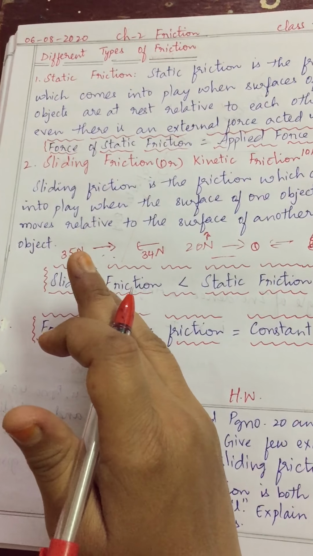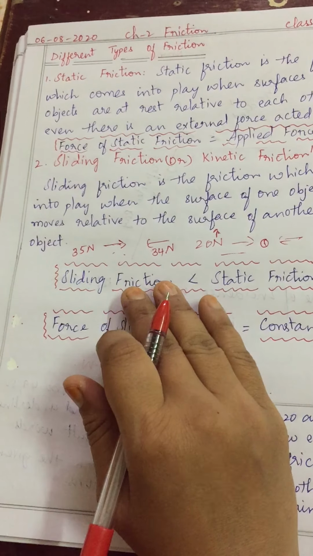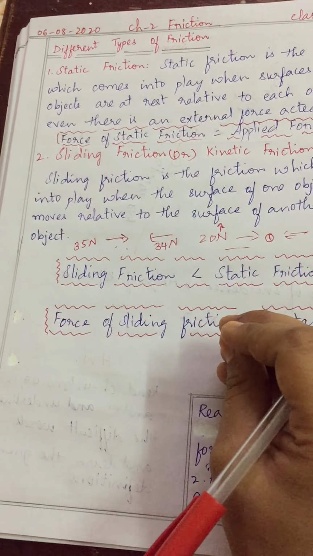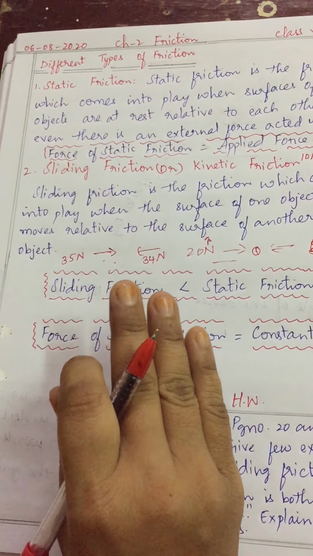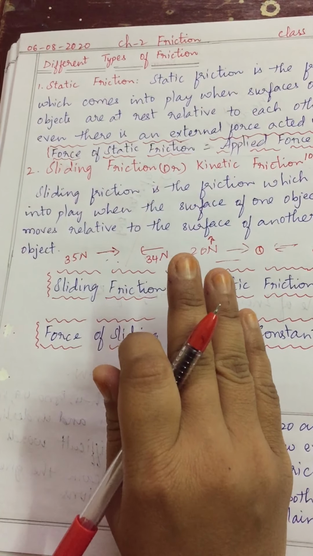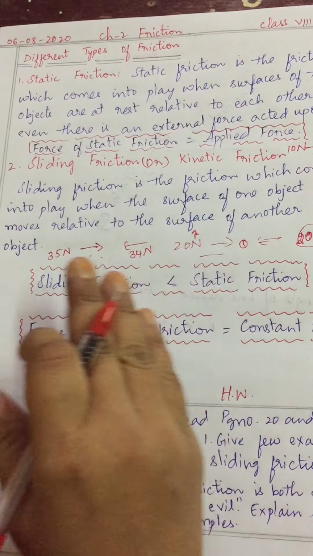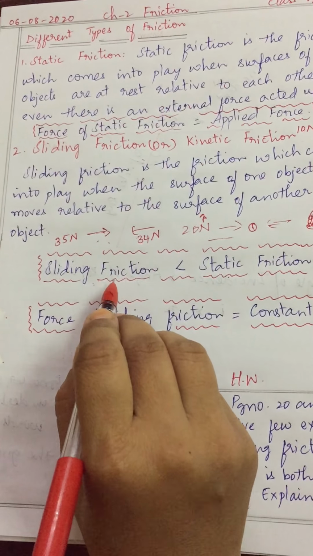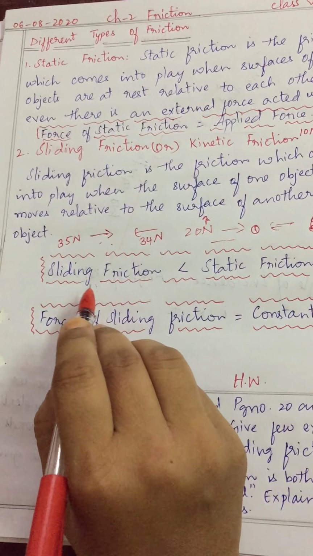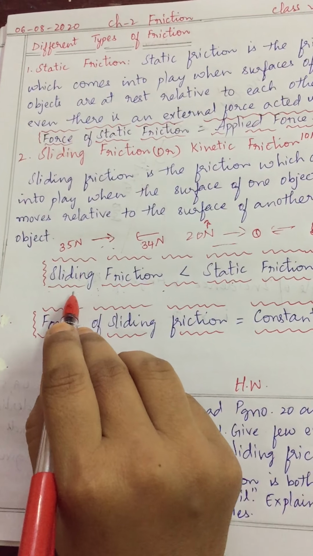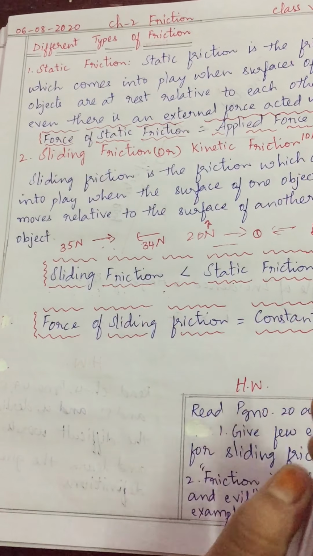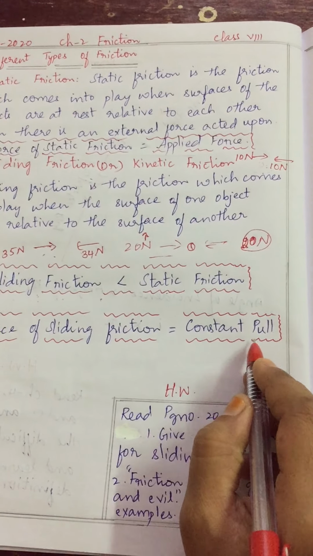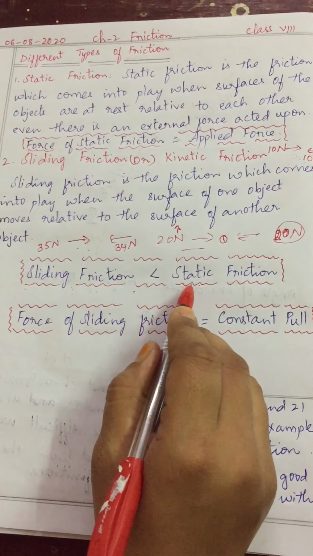Suppose you have ever pushed a heavy body on the floor, you will realize that pushing it is a little easier when it is in motion. That means when the object is in motion, it is easier to push because the sliding friction is less than the static friction. That means static friction is more than sliding friction. Friction will still be there on the object, but it is less. That's why the object keeps moving. That type of friction is nothing but sliding friction. And always remember, children, the force of sliding friction is equal to the constant pull, and it is less than the static friction.